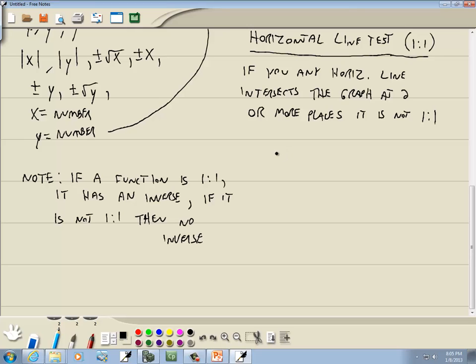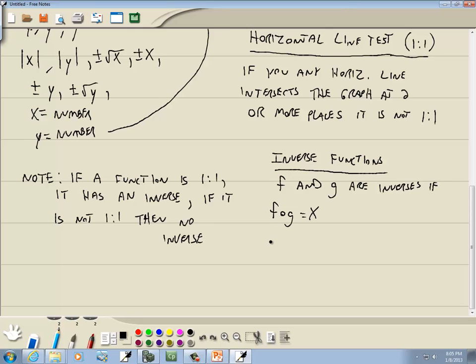Well, what is an inverse? And this first definition we're going to take a look at here is an algebraic definition. We got two functions, f and g. f and g are inverses if the composition of f and g is equal to x and the composition of g and f is equal to x. Both of them have to be true. And that's how you determine algebraically if two functions are inverses of each other.